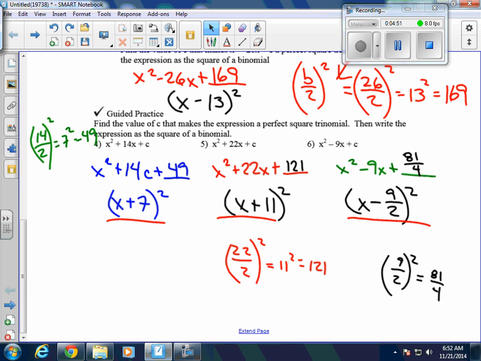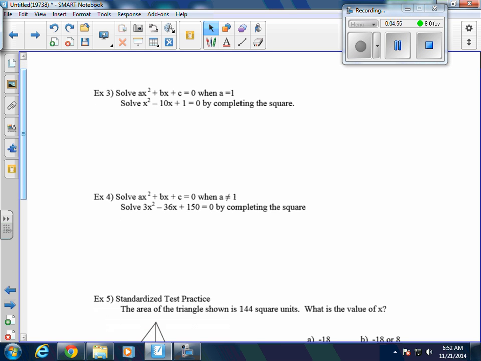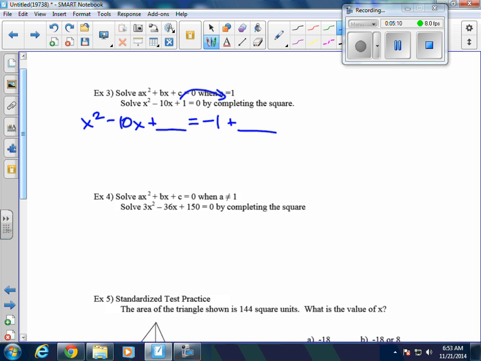So now we're going to use that to solve quadratic equations by completing the square. If we look at this side, we want to do the exact same thing we just did. We're going to move this 1 over to the other side. We're going to add some number to make the left side of our equation a perfect square trinomial. So we have to figure out what goes in there.